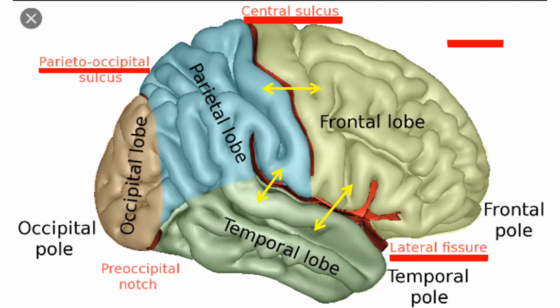Then we have the parieto-occipital sulcus. Sometimes it is called the calcarine sulcus, and we can see it only lower down as it is labeled as the pre-occipital notch, and it separates the occipital lobe from the parietal lobe superiorly and the temporal lobe inferiorly.